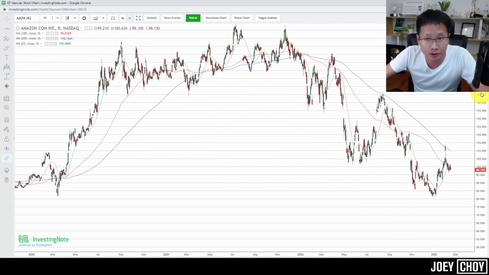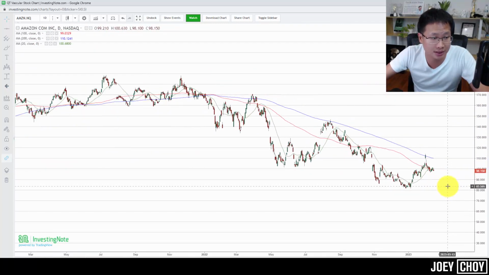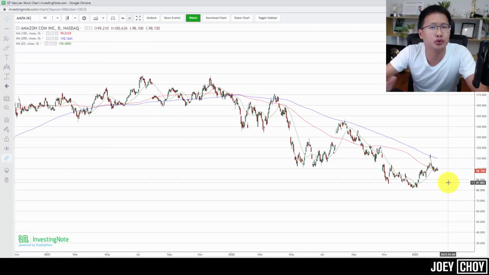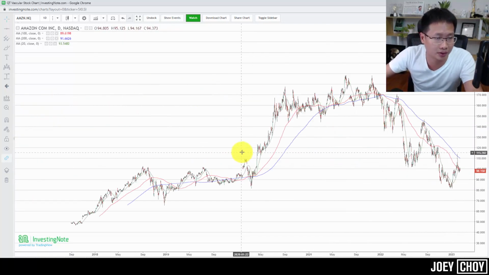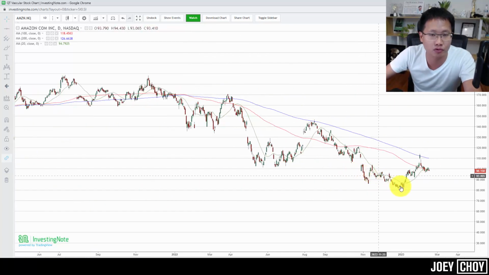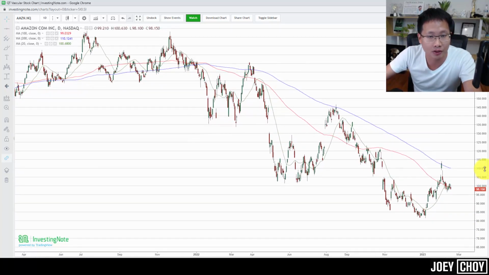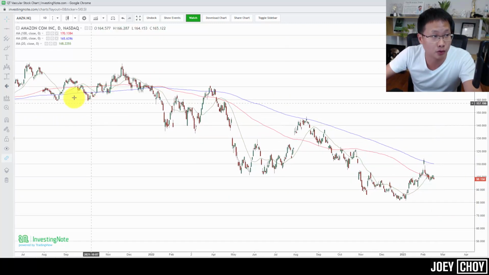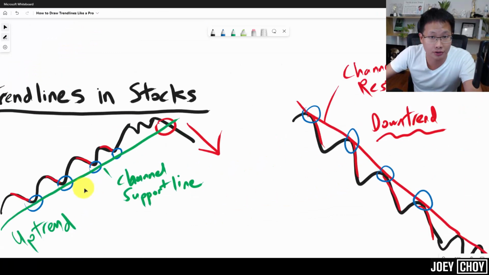Let me zoom out and show you this. You can see that this is since 2021, so it's about 2 years. You don't have to go back until 2014 or 2016. That's too far away. The past 1-2 years is fine, and we can gauge the trend. So look at this right here in terms of a downtrend. Let's zoom in to here.